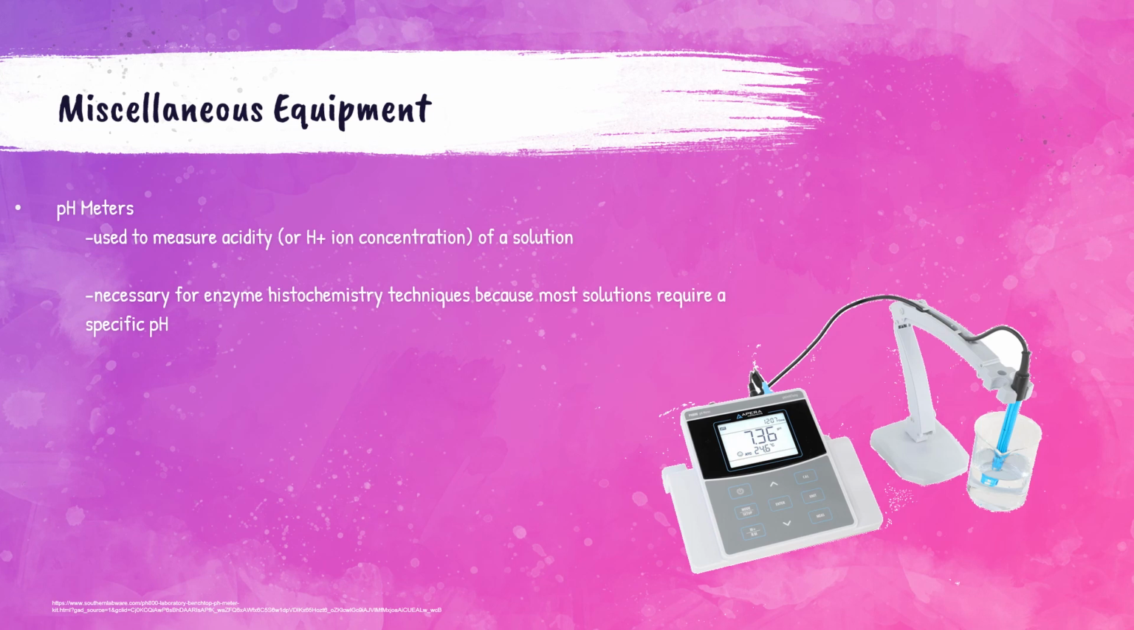pH meters, like the one pictured here on this slide, are used in the histopathology laboratory to measure the acidity of solutions. These meters are particularly important for techniques in enzyme histochemistry because the majority of the solutions used in there are required to be at a certain pH level.